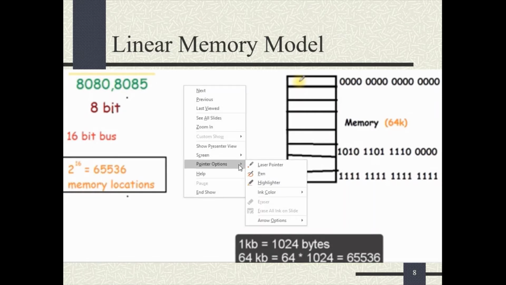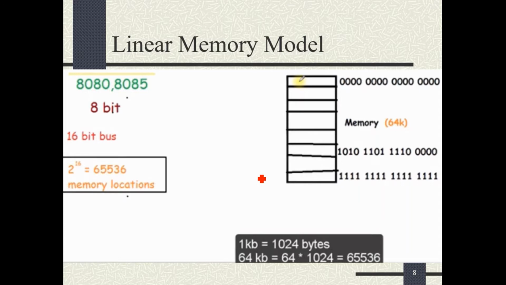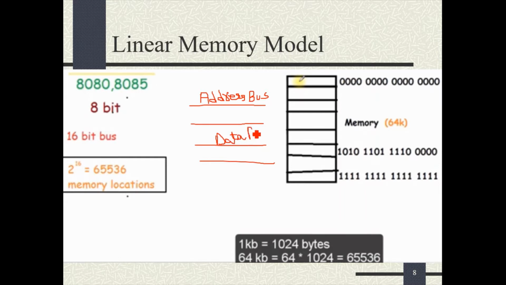Here I will explain what happens if we use the linear memory model. We know that we need buses to communicate between the processor and memory. Here I would draw a scenario of the address bus and data bus to explain a little bit about the communication between the processor and memory.